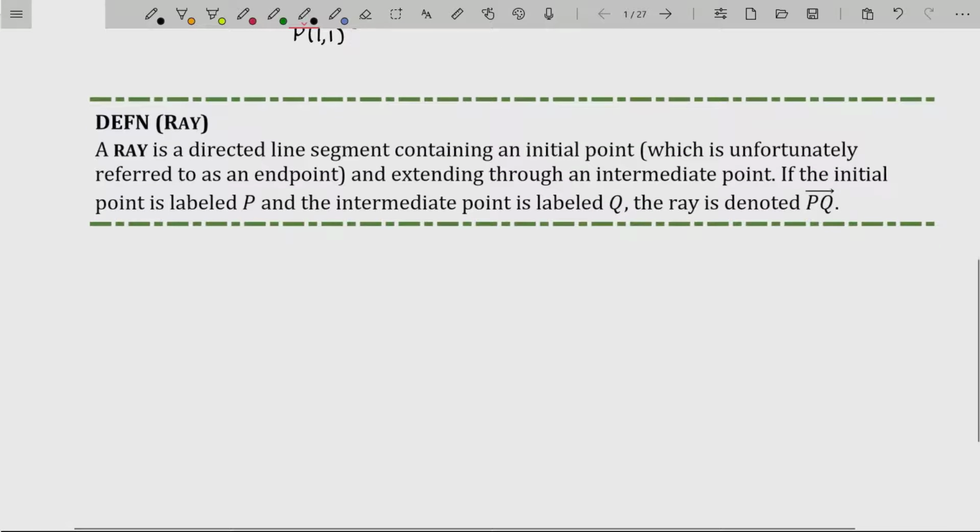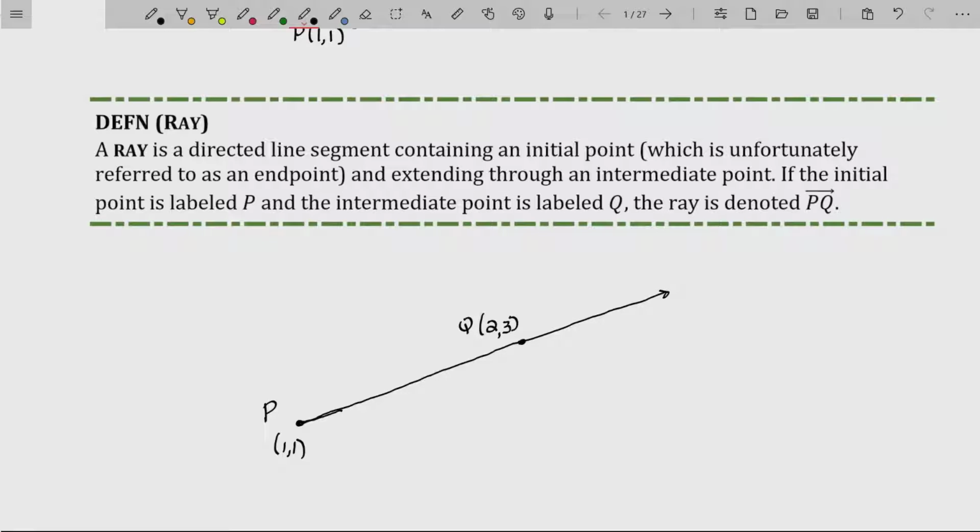For example, if you had the point P, and this was our initial point (1, 1), and if we had an intermediate point Q, which is at (2, 3), let's just pretend, then the ray going through those two points, initiating at P and going through the intermediate point Q, would look like that. Notice that is not a line segment because it does not terminate at Q, it just keeps going. It's not a line though, because it does not go in the other direction past P. So since it doesn't do that, it is not a line.